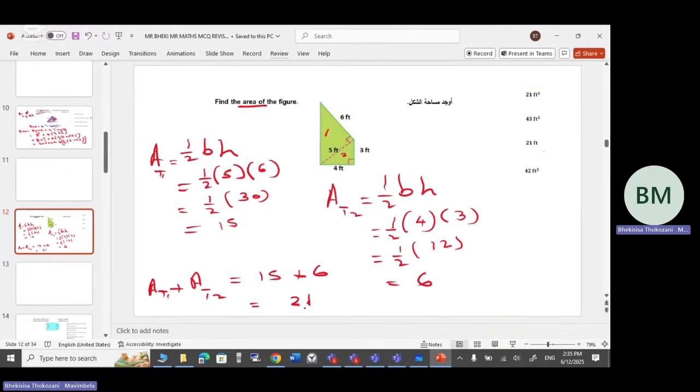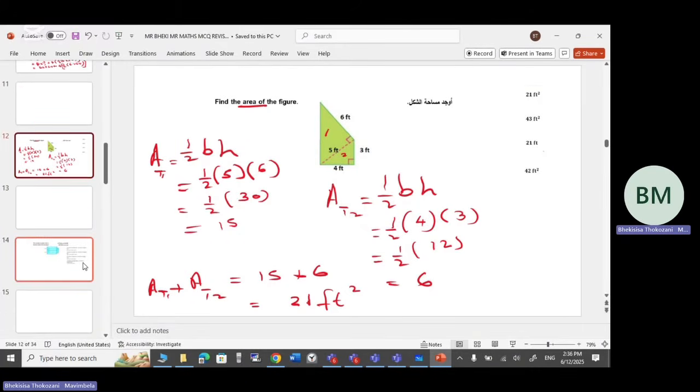All right? So do not forget, guys, everything here is FT, so it will be FT squared. Whenever they're talking about the area, you must always use squared. If it's the volume, you will have to use cube, right? So that's very important, guys. Let's move on to the next question.